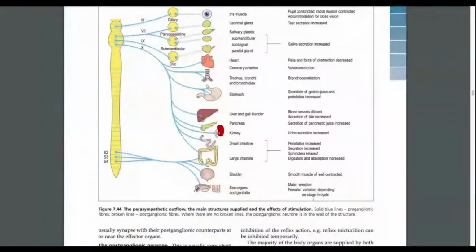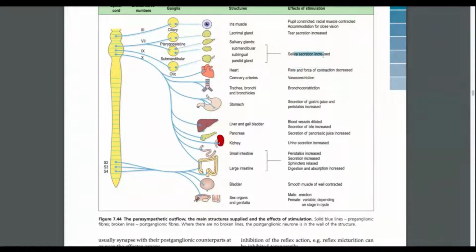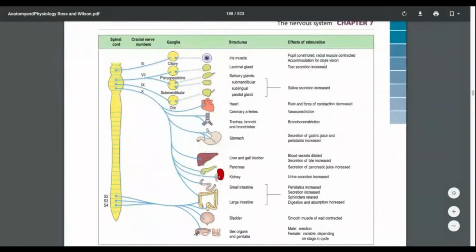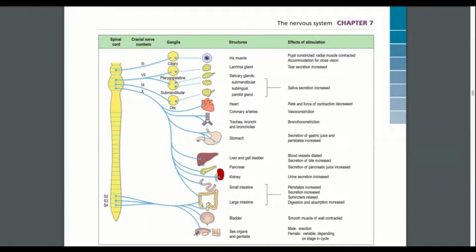Okay, like it causes erection for the male, then it contracts the smooth muscle of the bladder, then increases the peristaltic movements, then causes bronchoconstriction, decreasing the heartbeat, increase the salivary secretion, constrict the pupil. So this is the difference between parasympathetic and the sympathetic innervation.